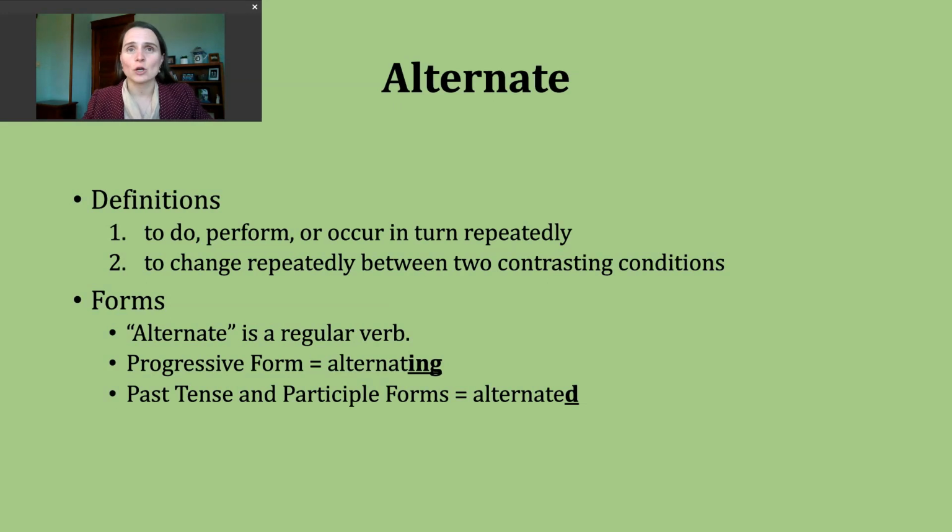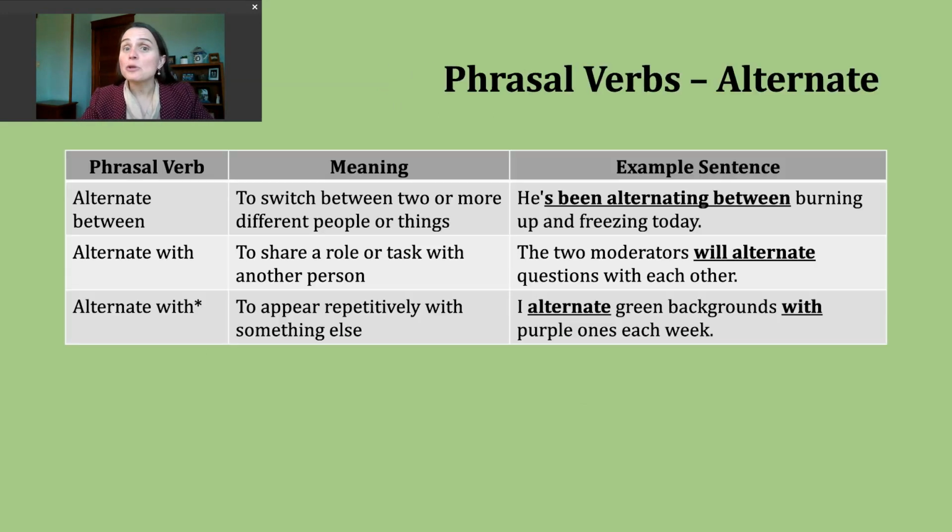Now, our base verb, alternate, ends with a T sound. This means that the ed or past tense ending is going to make an id sound, and we're going to add an extra syllable to the word when we say it. It should sound like this: alternated, alternated. Now, you might encounter a couple phrasal verbs with our verb of the day, and we'll discuss them now.